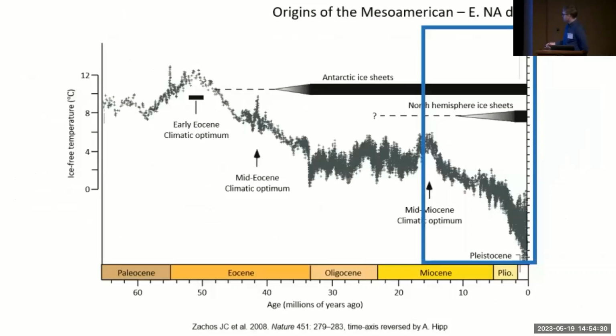We have reason to believe that this disjunction pattern occurred more or less after the mid-Miocene climatic optimum. I'll talk a little bit later about more precise dates. But as I mentioned earlier, it's a relatively young disjunction pattern, and it was formed as climates were cooling and approaching present day conditions.